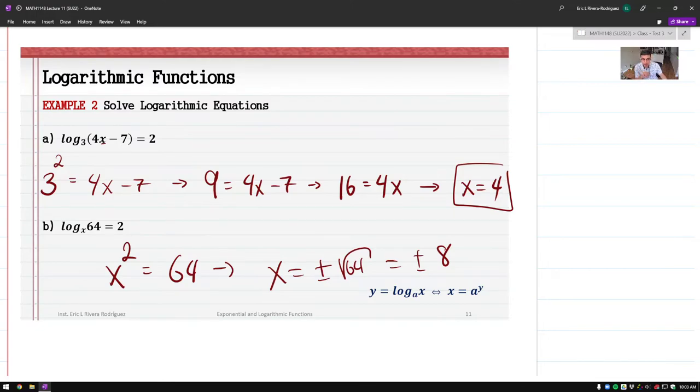But you are telling me that it's just positive 8. But when we apply the square root on an equation, we get the plus and minus. So why doesn't it work? Why doesn't it work?